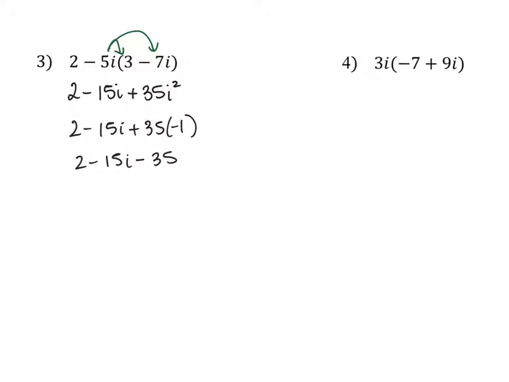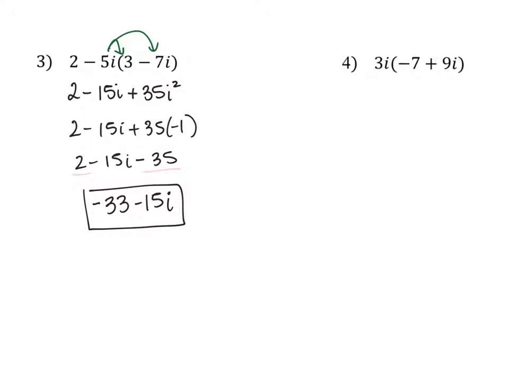And so then you have two like terms here, these two, right? 2 and negative 35 come together to make negative 33. But then you still have this i in the middle, so negative 15i comes down. And that's it. So it looks like that is my answer.